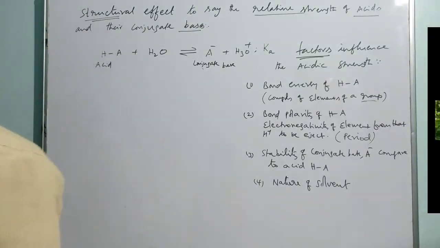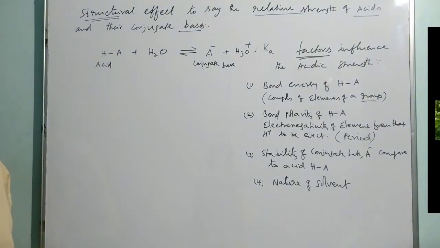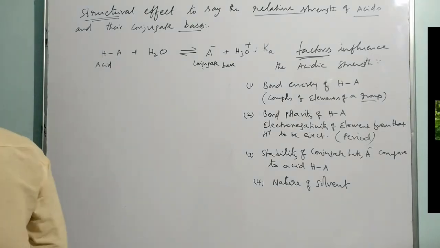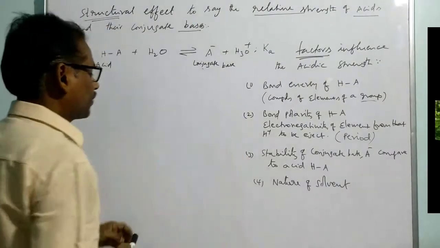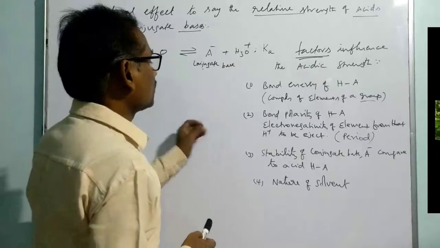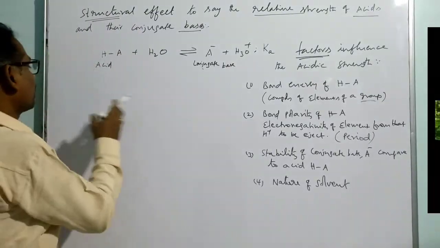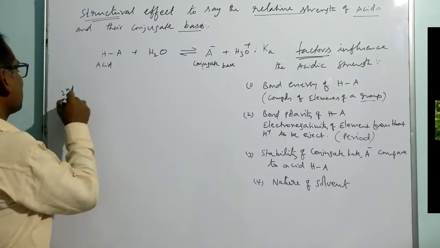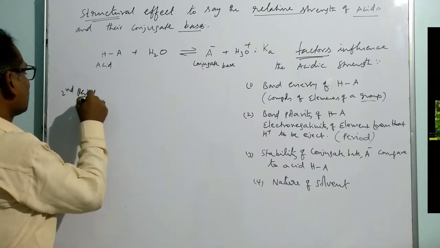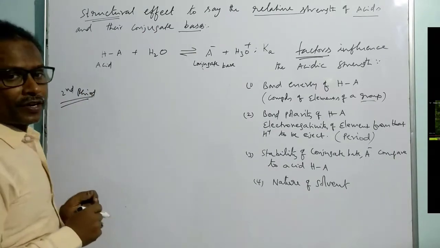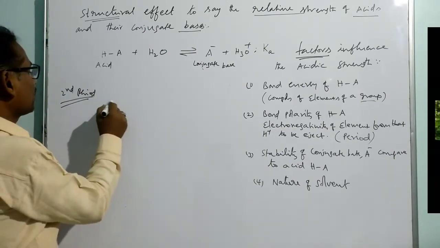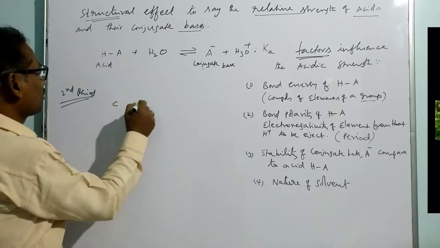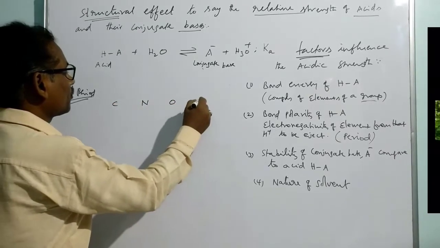Okay, now let me take an example. In order to consider the second factor, let us take some examples. If we take the elements of the second period, because we are considering a periodic trend, we have carbon, nitrogen, oxygen and fluorine.